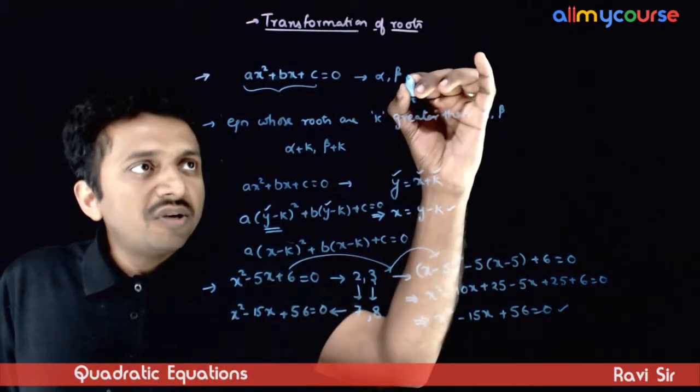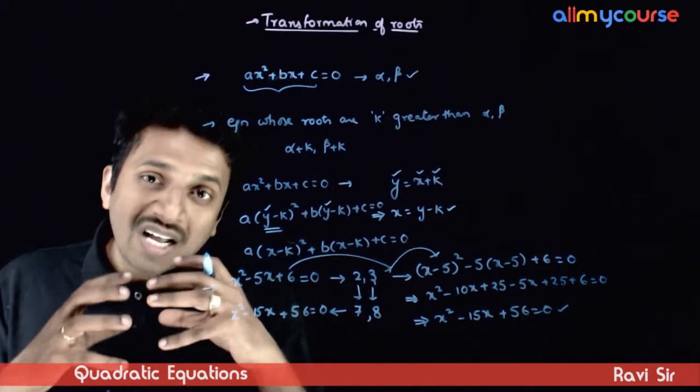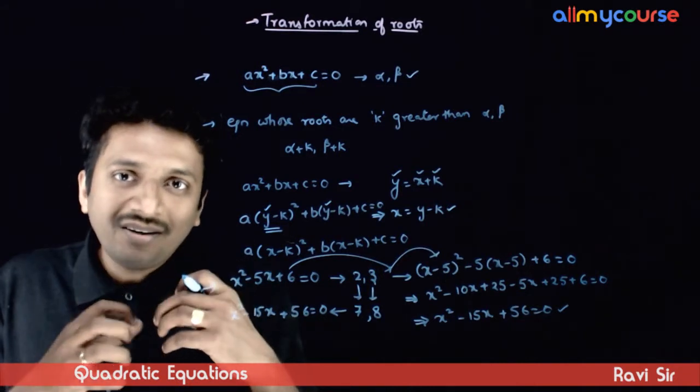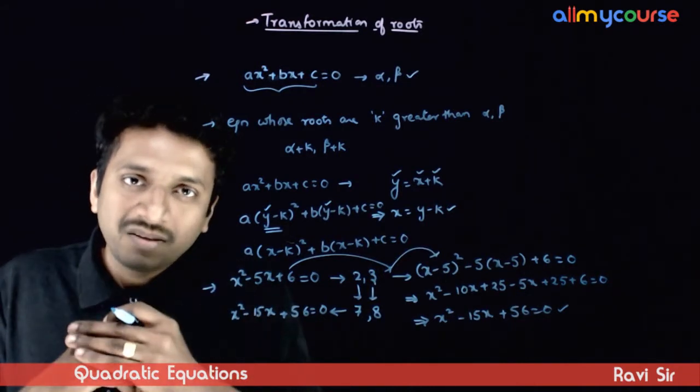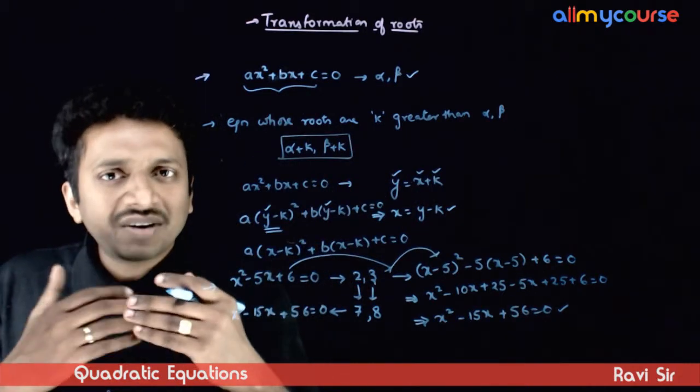If the original equation has roots alpha and beta, what should be done to the equation so that the roots get manipulated in different ways? So this is one way in which I can manipulate the roots. There are several other ways.